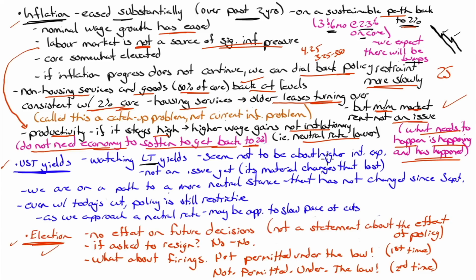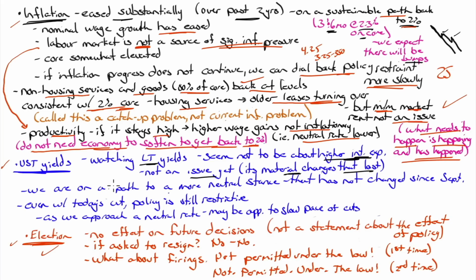It does not seem to be about higher inflation expectations, though. He says it's not an issue yet. It would be material changes that last. And he made the example of last year when the 10-year went to 5%. He said everyone was talking about all sorts of things. And then a couple of weeks later, it was at 4.5. So he's not concerned about this at all.